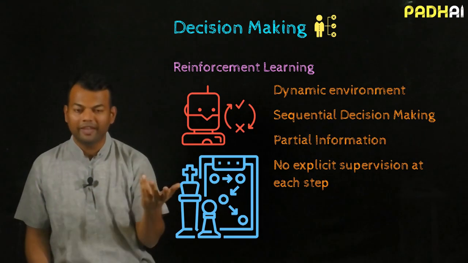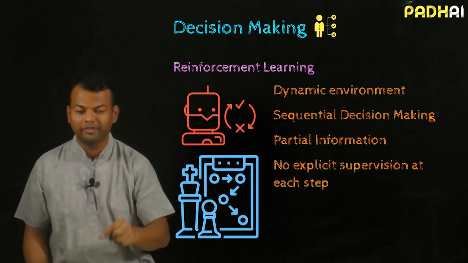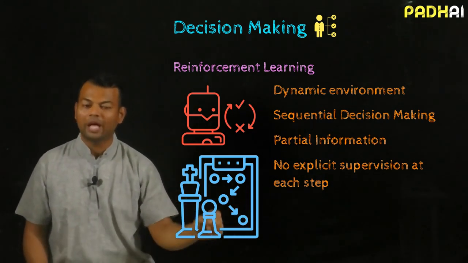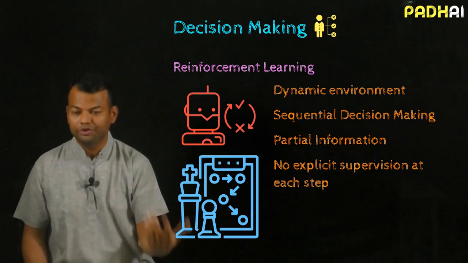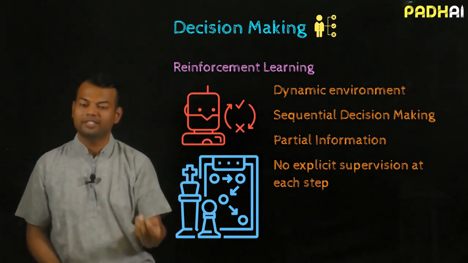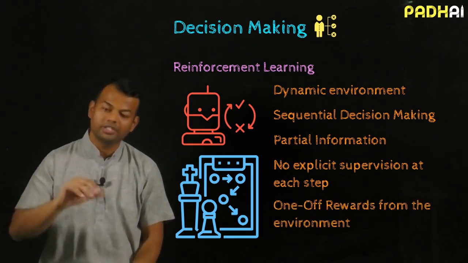It depends on so many other factors. It depends on what the other guy does. It depends on how you back up this move. So if you have moved a piece to a good position and the obvious thing was, in the next move, to have some protection for this piece, which you did not do, then a good move would turn into a bad move. So you don't have this explicit supervision at each step. All you have are these one-off rewards at the end of the game.